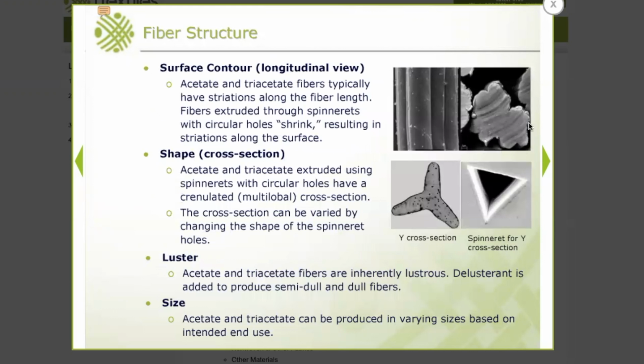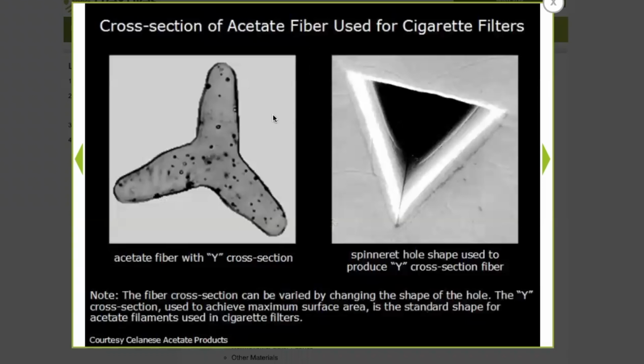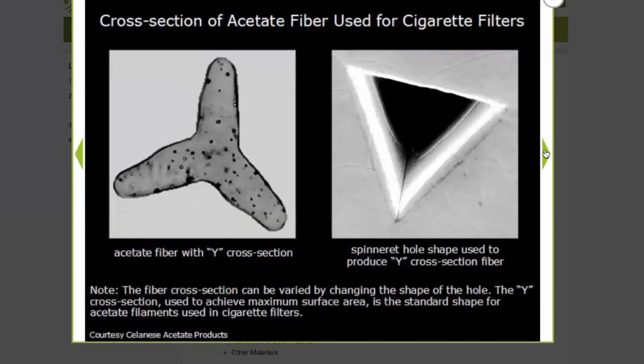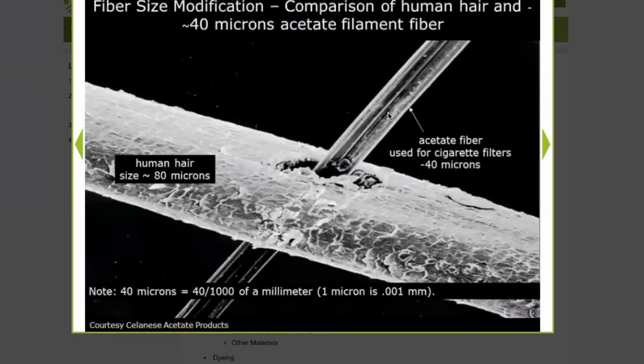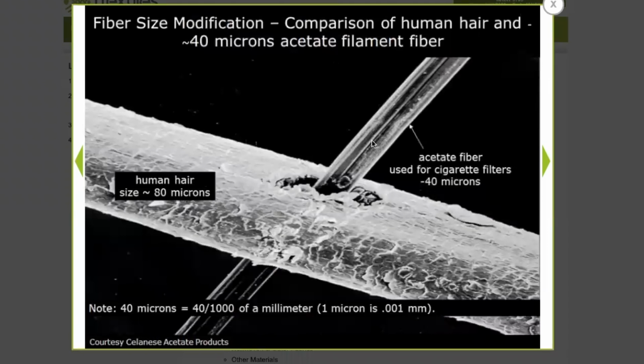Let's go to iTextiles and I'll show you a couple different things about acetate. Acetate, you can see the cross section here. You can also produce them in a Y cross section like this. So acetate is used in cigarette filters. And if you look at the cross section of the fibers, this is the cross section, and this is the spinneret that makes that kind of shape. If you compare acetate fibers to human hair, especially the ones used for cigarette filters, they are about 40 microns. Human hair is generally around 80 microns.